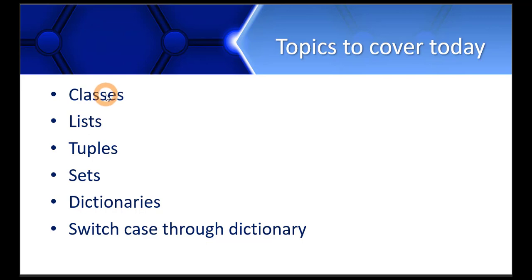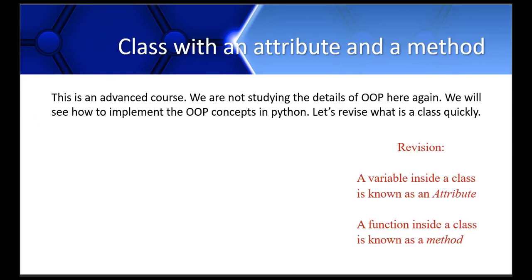Let's begin with classes. Since this is an advanced course, I assume that you are already familiar with object-oriented concepts. We're not studying the details of OOP here again. For that, if you want, we can do another tutorial later. But right now, we will see how to implement the OOP concepts in Python. Before starting, let's quickly revise what is a class.